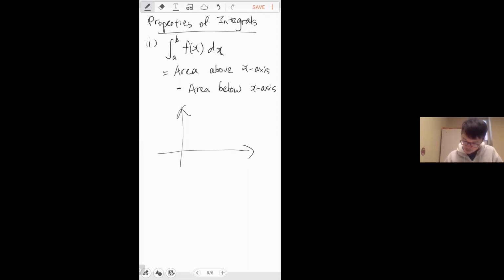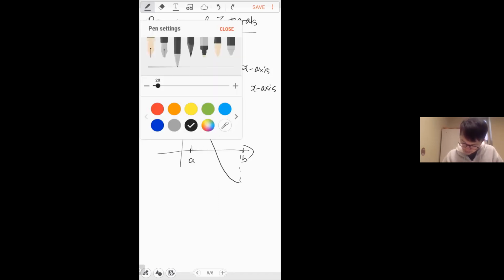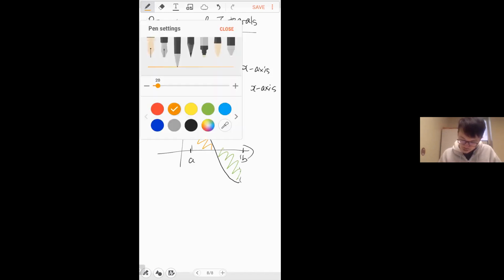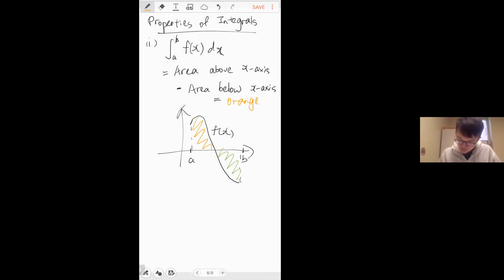So maybe one example is like this. If this is your f of x, then the integral of f of x from a to b would be the area in the orange region minus the area of the green region. That's the first property.